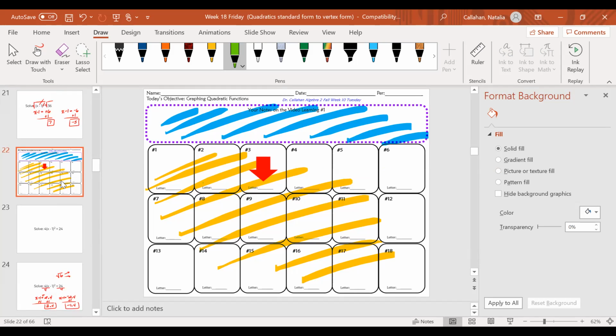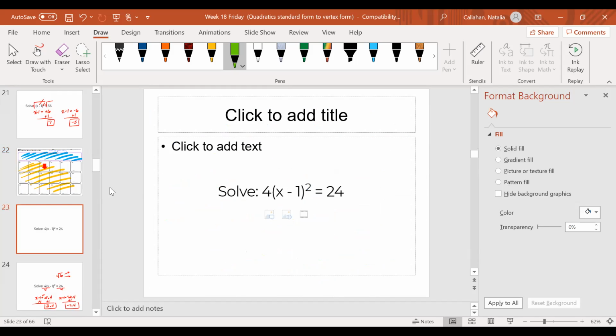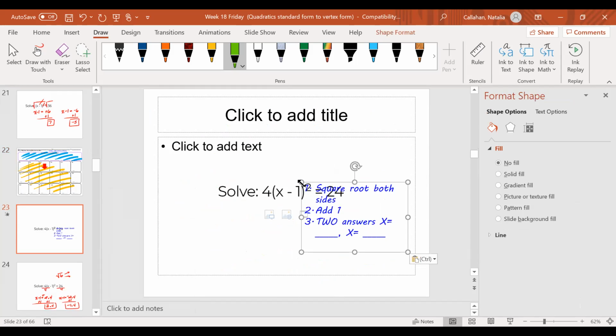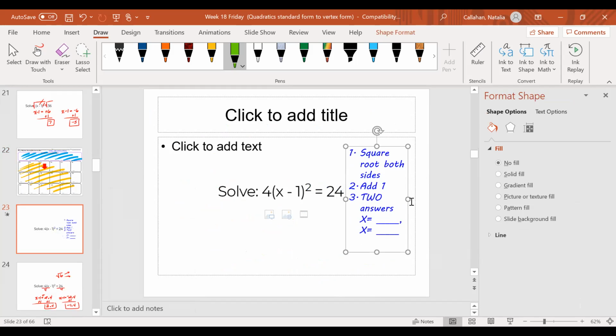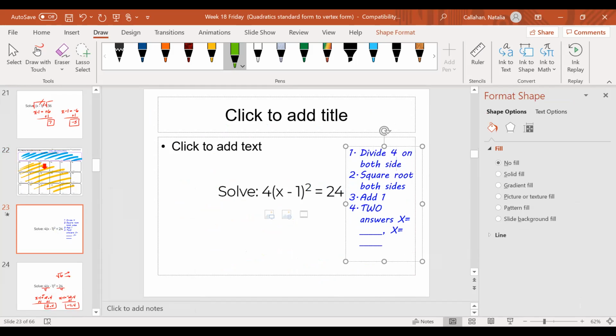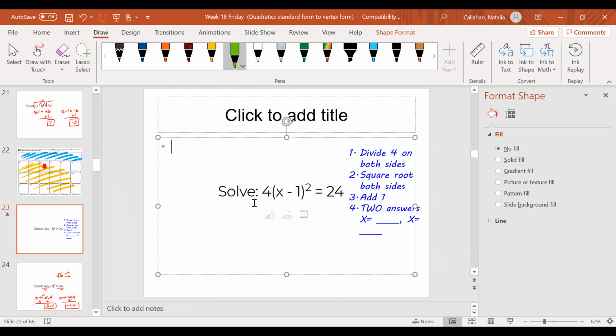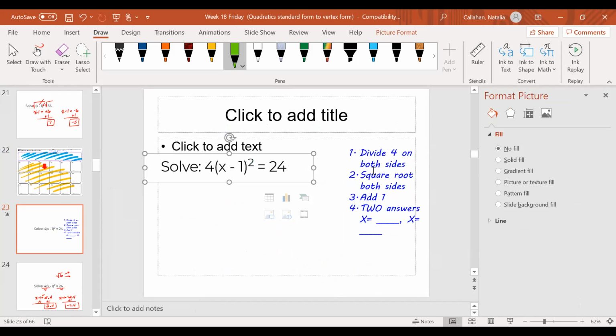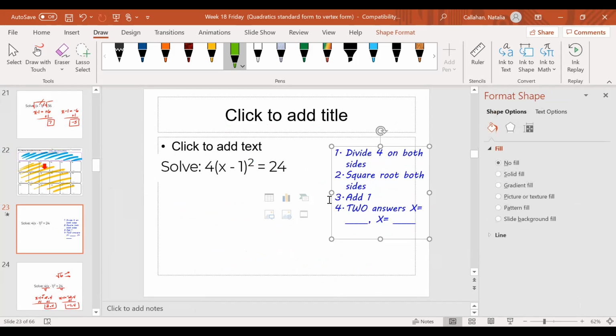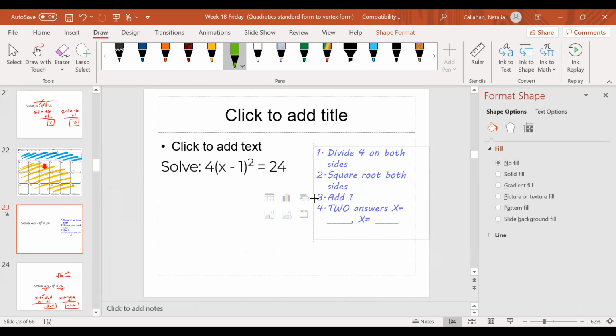All right, let's go on to the third one. So we're now here. For the third one, notice what's a little bit different about it. You do have a 4 right here. So the first thing I'm going to have to do is divide 4 on both sides, square root both sides, add 1, and of course you'll have two different answers. Okay, so let's give that a try.